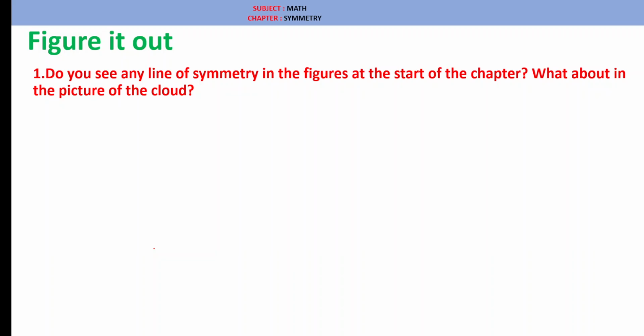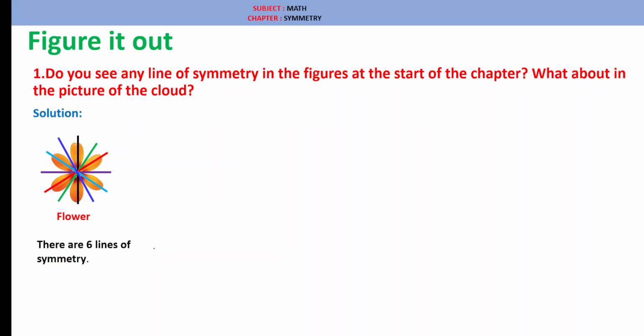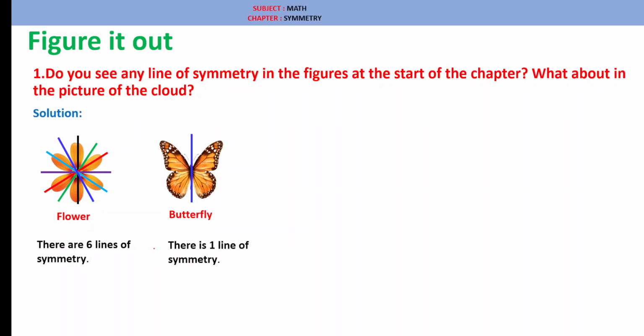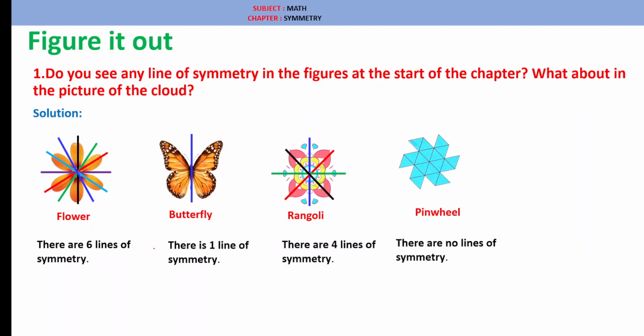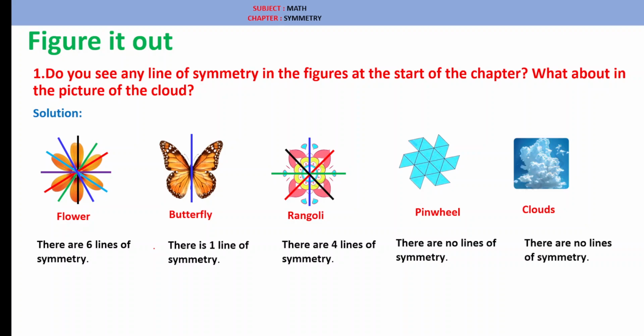Figure it out. Do you see any line of symmetry in the figures at the start of the chapter? And what about in the picture of the cloud? Let us see, how many lines of symmetry are there? Flower: 1, 2, 3, 4, 5, 6. So there are 6 lines of symmetry for this figure. For this butterfly, there is 1 line of symmetry. For rangoli, there are 4 lines of symmetry. For pinwheel, there are no lines of symmetry. For clouds, there are no lines of symmetry.